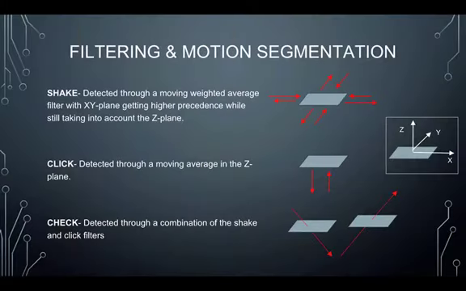The 10 values that are gathered are used to detect shake, click, and check. Shake is detected through a moving weighted average to put emphasis on the XY plane. This allows the threshold to be below 1G, resulting in more accurate readings. Click is detected through a moving average in the Z direction. This threshold is above 1G because it only uses one axis. Check is a combination of both these. When a motion is detected, the system stops sensing other motions until the reporting is finished.